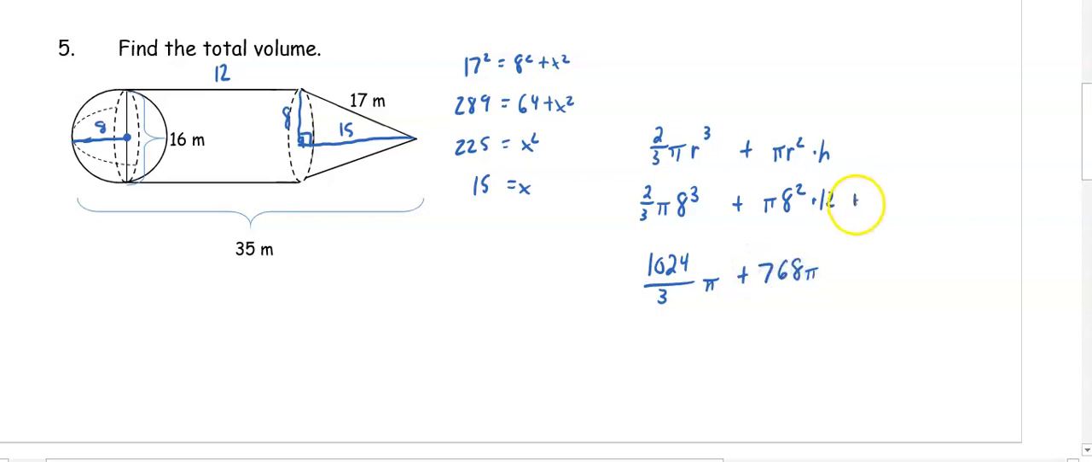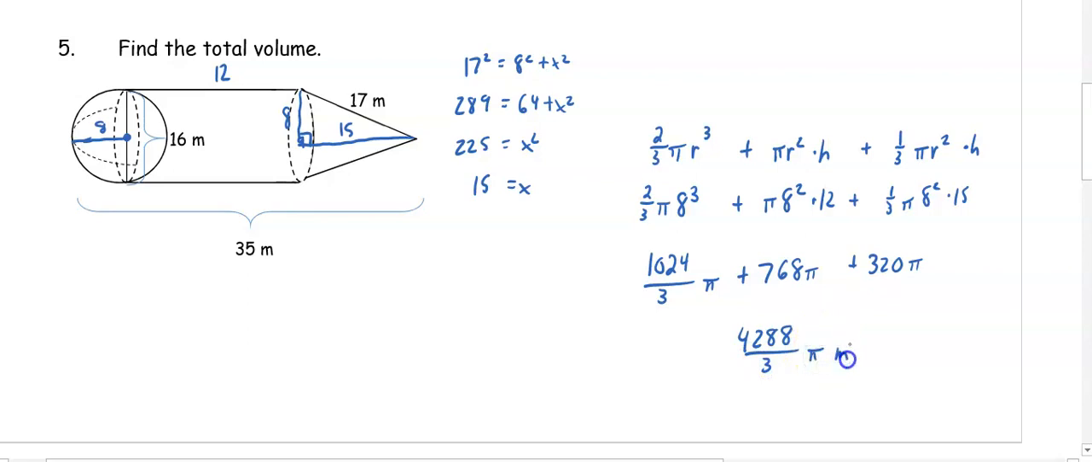768 pi, plus the volume of the cone, which is 1/3 the base area pi r squared times the height. So 1/3 pi 8 squared times 15, which is 320 pi. When we add that together, we get 4,288 over 3 pi meters cubed.